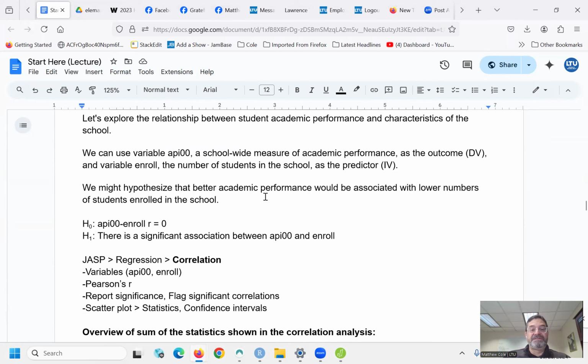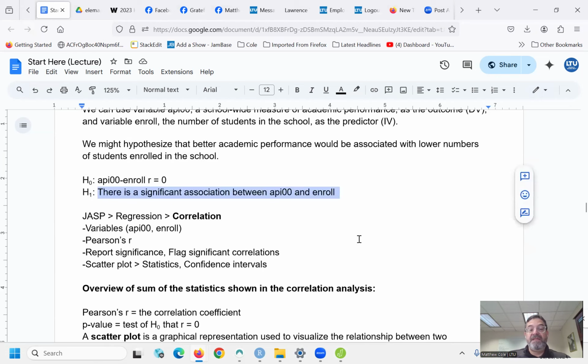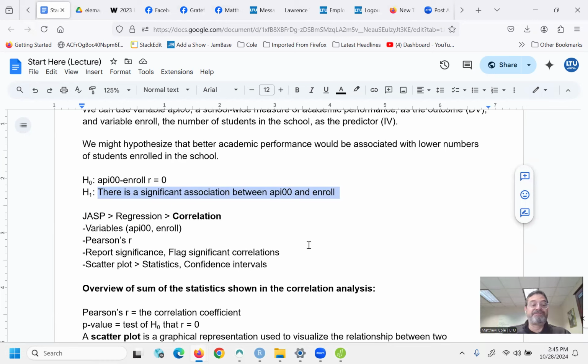So before we even do any analysis, we can start to guess, we can make some hypotheses. We might hypothesize that better academic performance would be associated with lower number of students enrolled in the school. And so our null hypothesis would be that the correlation between API00 and enroll is 0. And if we can reject that null hypothesis, then we can infer H1, that there is a significant association. And then we would want to actually look at the value of R and find out the size of that R. So what do we do? How do we do that in JASP?